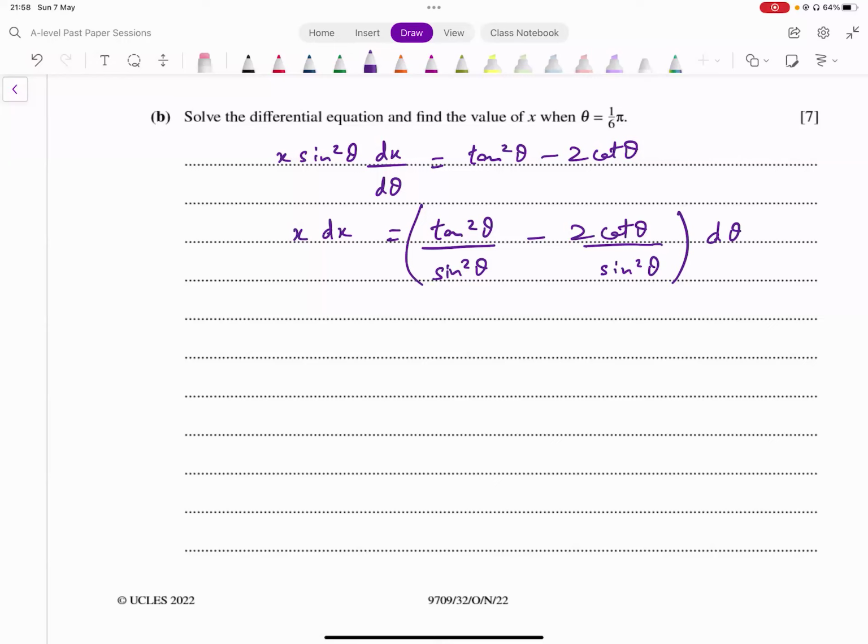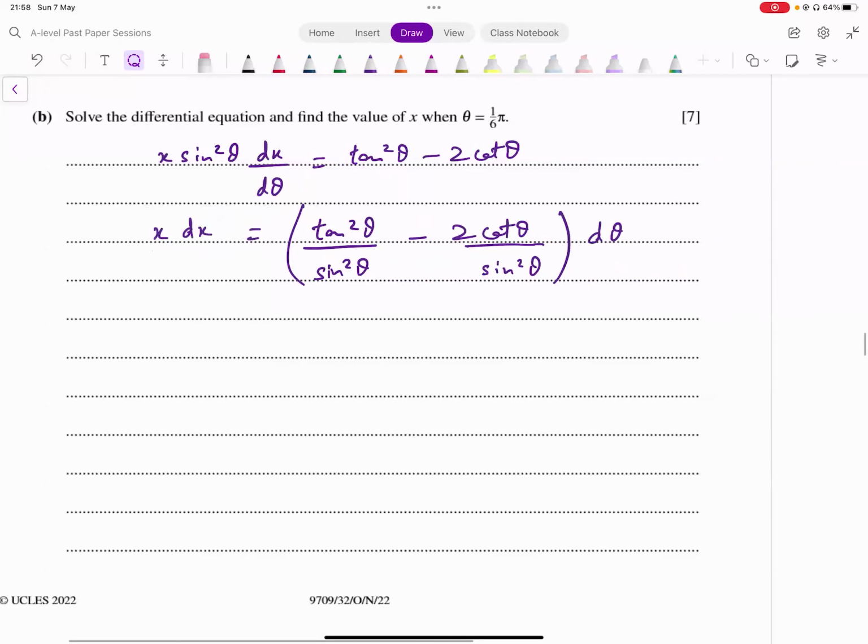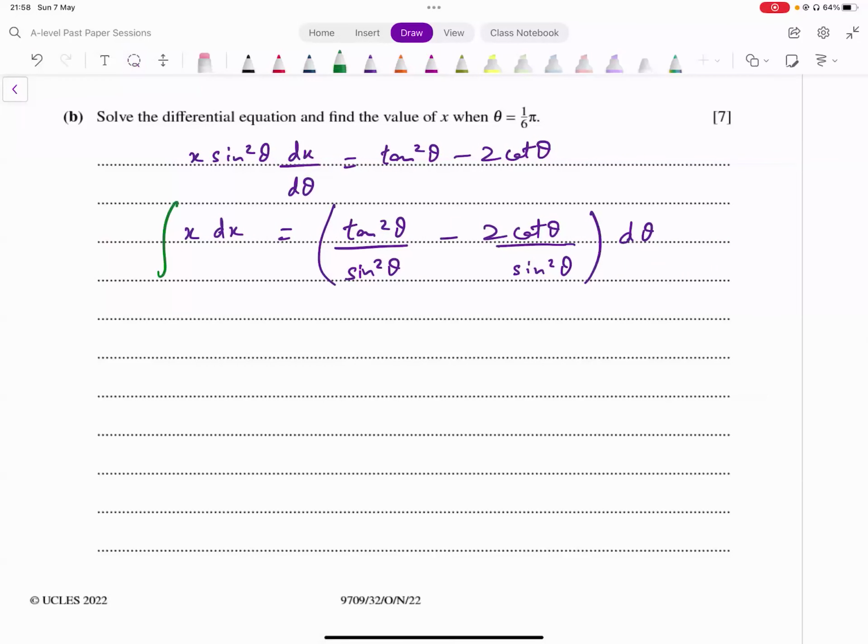अब क्या करें? अब हमें इसको इंटीग्रेट करना है. We have separated the variables. एक मार्क आपको इसका मिल जाता है सेपरेट करने का. And now you have to think about how to integrate it. How to integrate the left hand side and the right hand side. Now, how do we think about this?